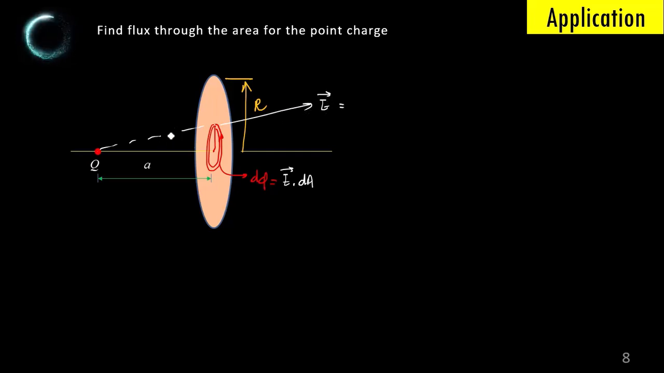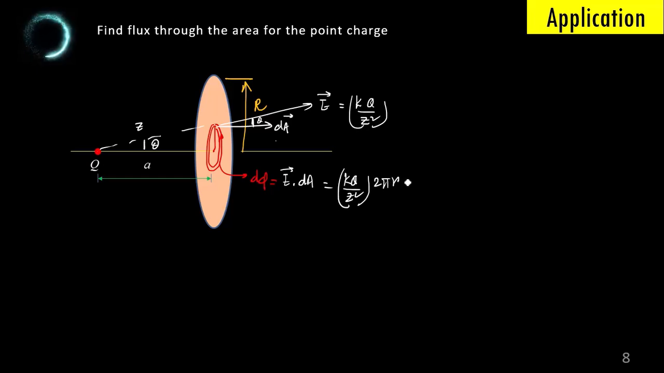What is that E vector? If I say that distance is Z, then the electric field equals K Q divided by Z square. That electric field is at an angle to the direction of the dA vector, so the angle between these two is again alpha. If I say this is a theta angle, then that is also theta. Now E dot dA will give KQ divided by Z square into dA, which is 2 pi small r dr, and cos theta will also come because of the dot product.